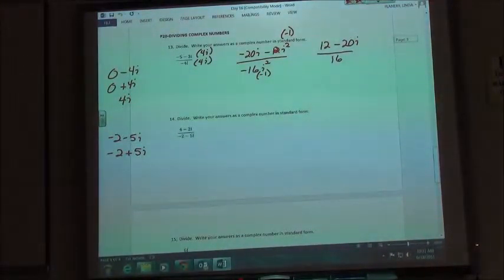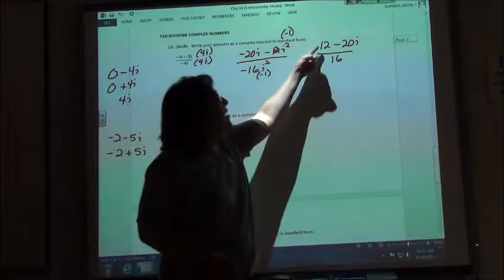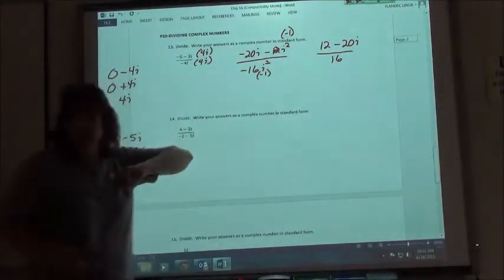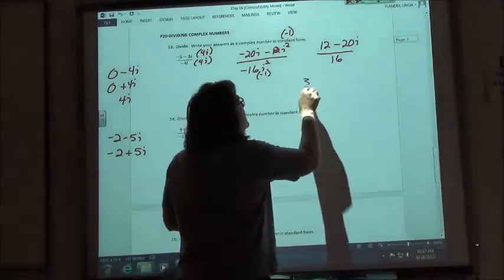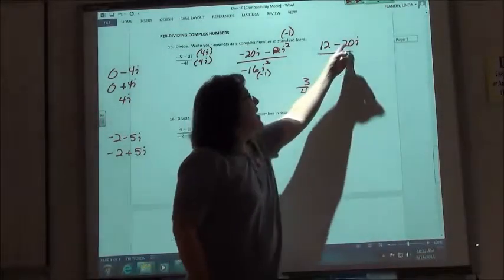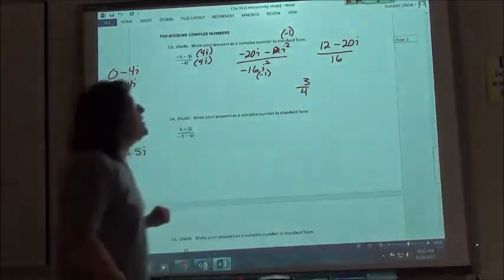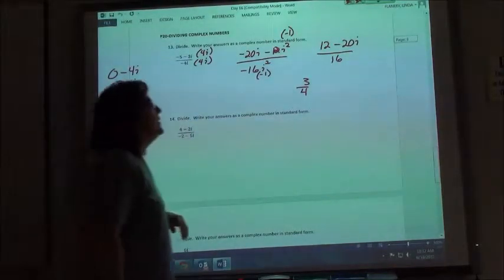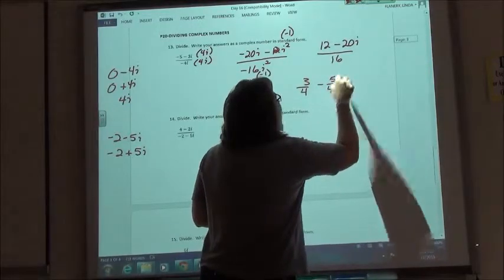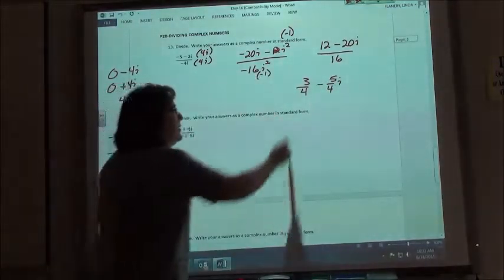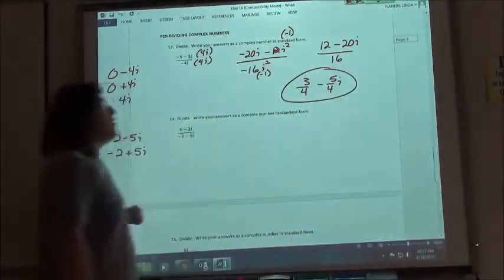Now, when they put their answer in standard form, they're going to separate the real number part from the imaginary number part, so they're going to put two fractions in this case. If I have 12/16, I can reduce it down to 3/4. And if I have negative 20/16, I can reduce it down to negative 5/4, and they're going to put the i on the end behind it. So my answer in standard form would look like that.